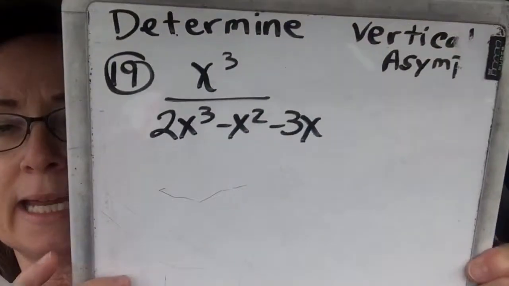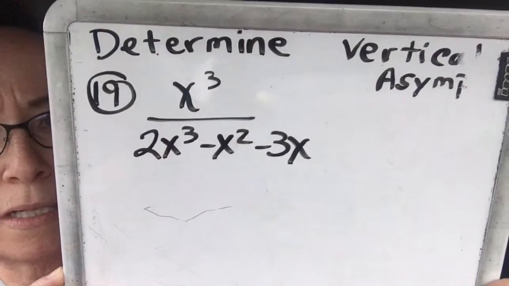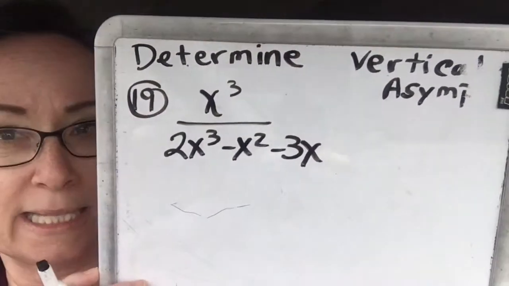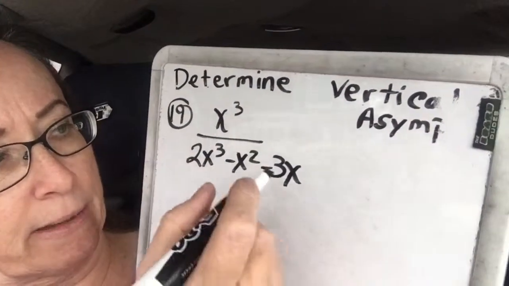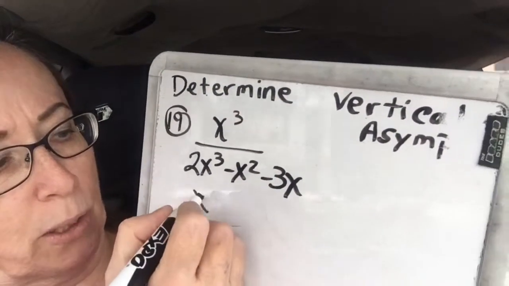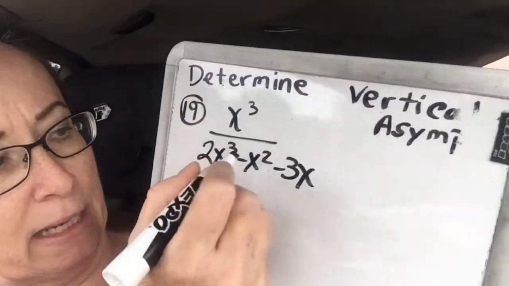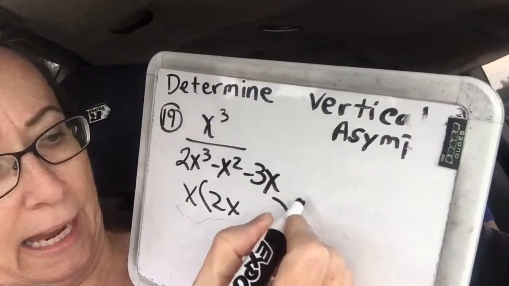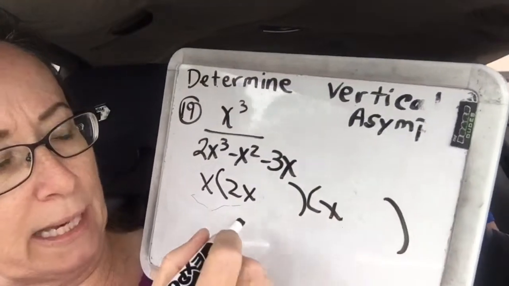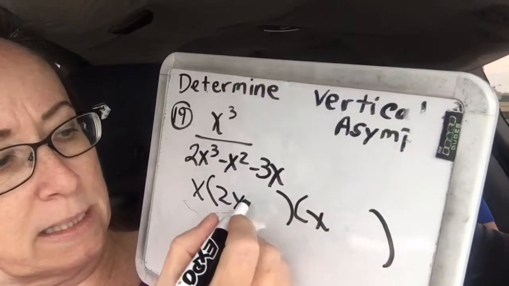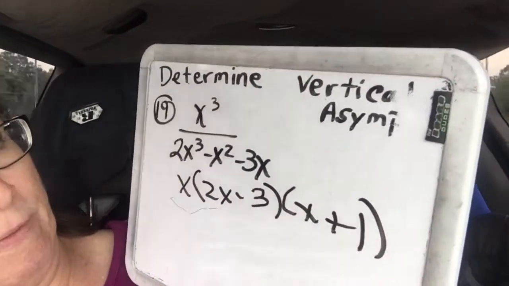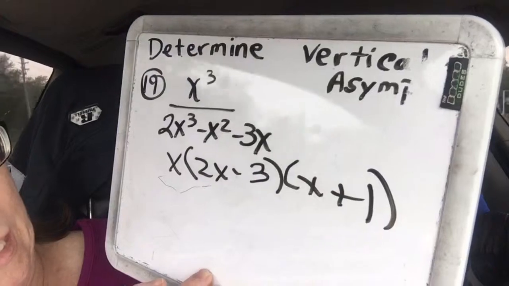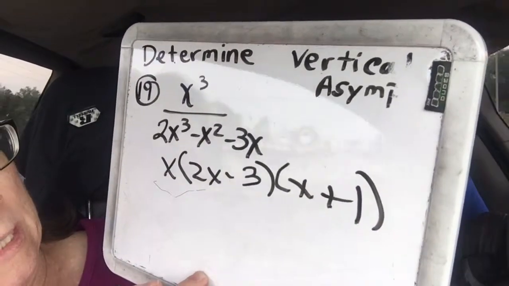The next problem is number 19, and we're doing a vertical asymptote. And the vertical asymptotes, again, are going to be determined by the domain. But in this case, when we look at the domain, we end up with being able to pull out an x. And then we factor a 2x and an x. And then we're going to have a minus 3 and a plus 1. And let me look at it here carefully and see if it actually does FOIL together to give me what I want.